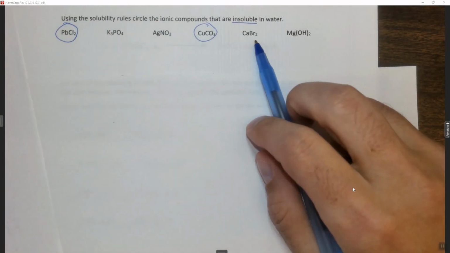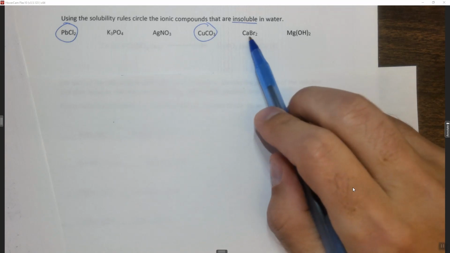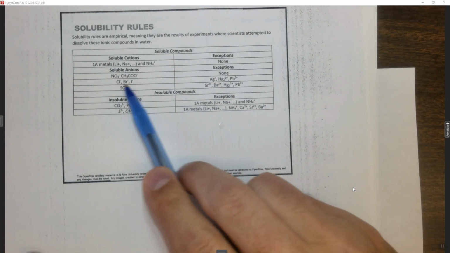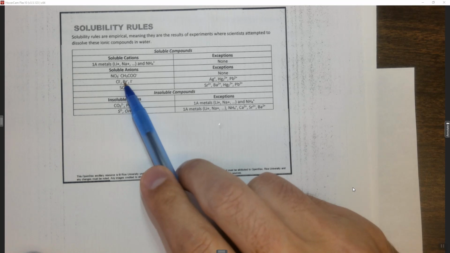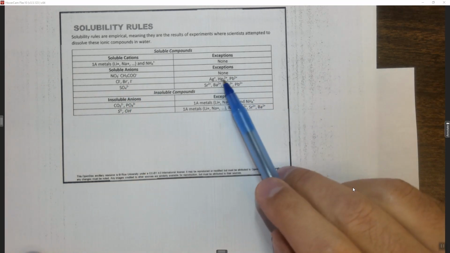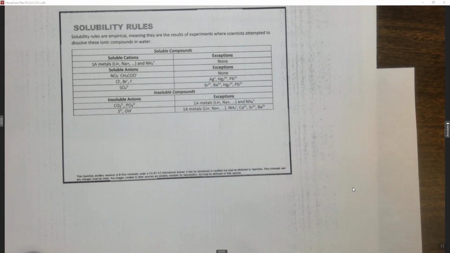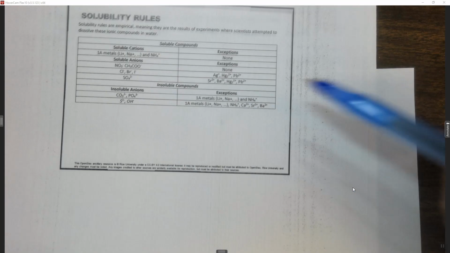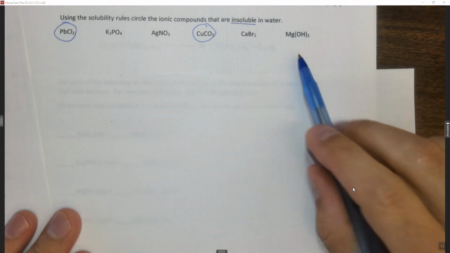Calcium bromide. We're not going to find calcium on the list, but we can find bromide. Bromide is a halogen. So if we look here, we have bromide here, and calcium is no exception. So calcium bromide is soluble.